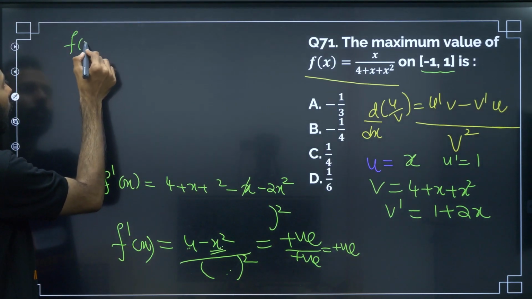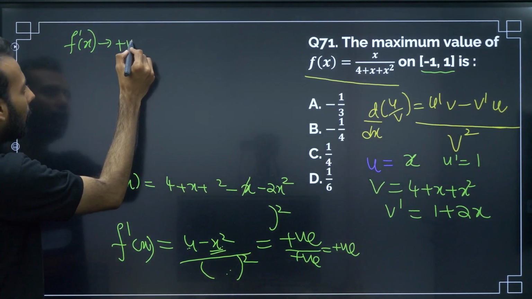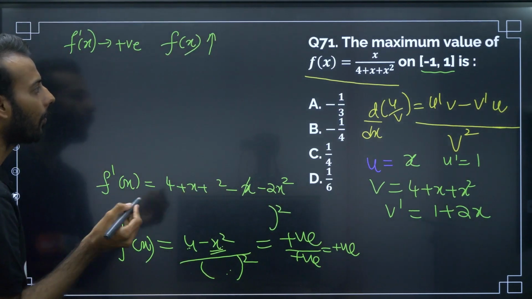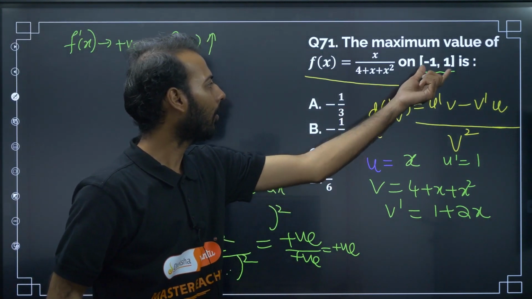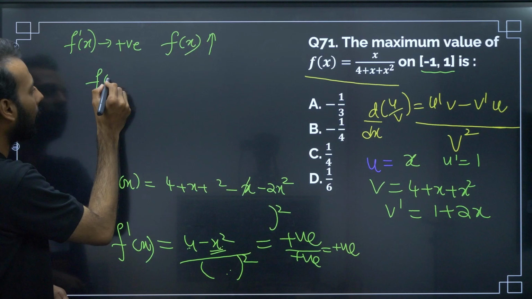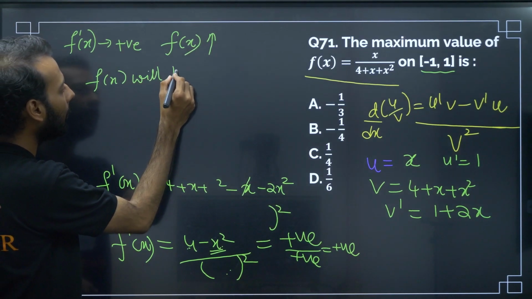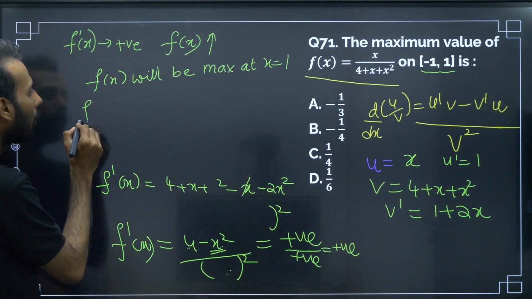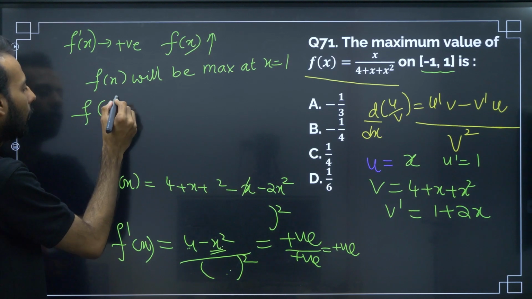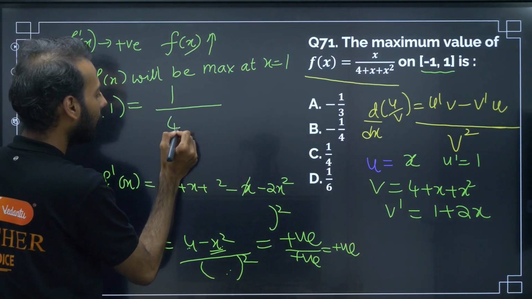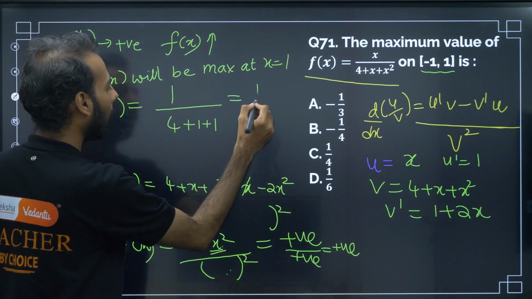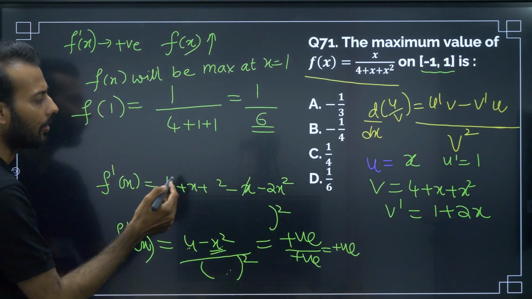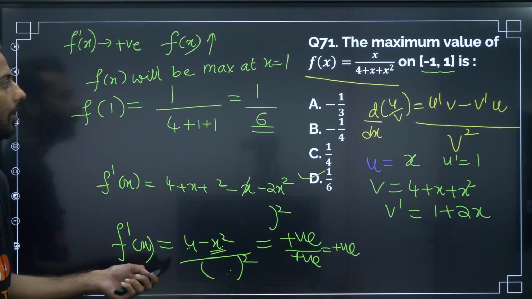That means f dash of x is positive, so f of x is an increasing function. When f of x is increasing, the maximum will be at x equal to 1. So f of x will be maximum at x equal to 1, which means f of 1 is 1 by 4 plus 1 plus 1, that is 1 by 6. Just place 1 in that function, which is answer D. So the maximum value of this function is 1 by 6.